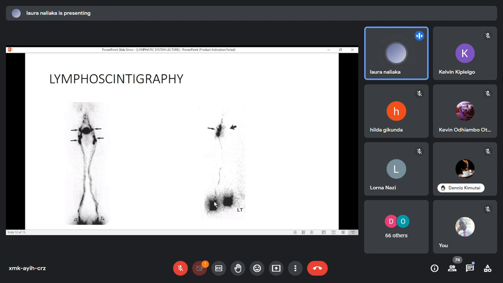Second case is a patient who presented with lymphedema of the left lower limb. You can see the right limb after injection of the radiotracer. You can see the lymphatic channel opacifying all the way to the lymph node, a normal finding. But on the left, there was an obstruction, where you see there's no opacification of any channel or the lymph nodes on that side. So this was diagnostic for lymphatic obstruction.